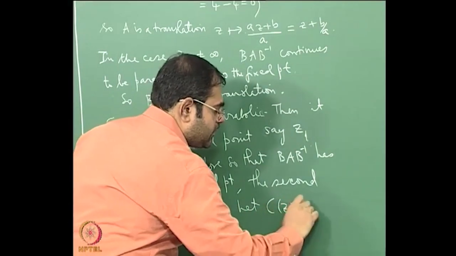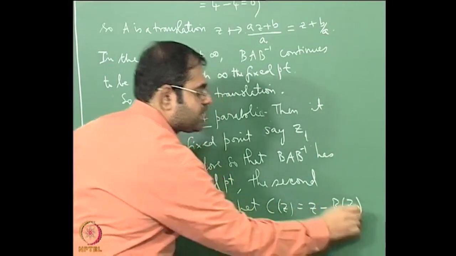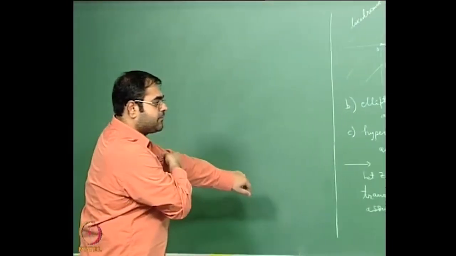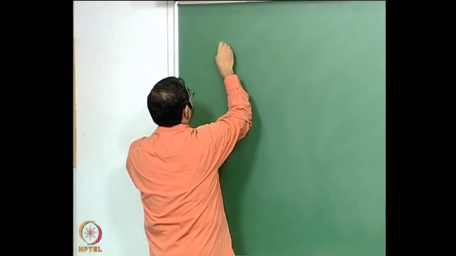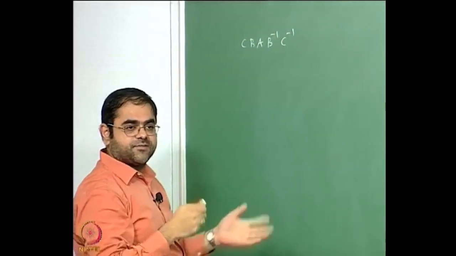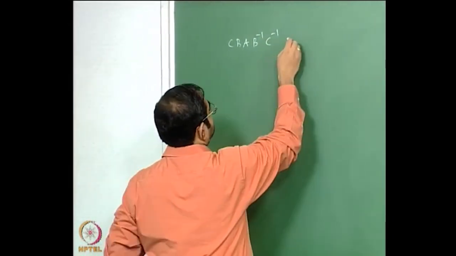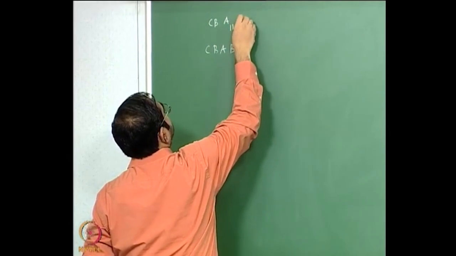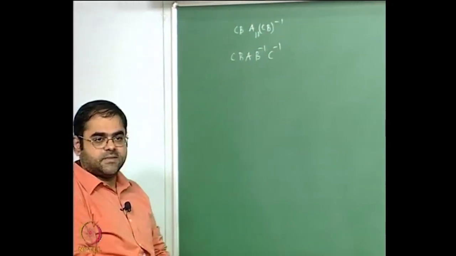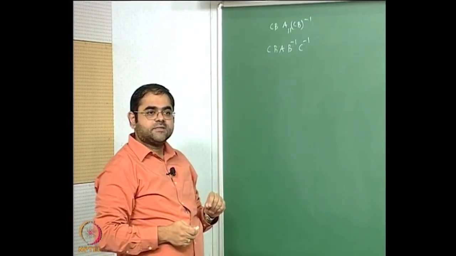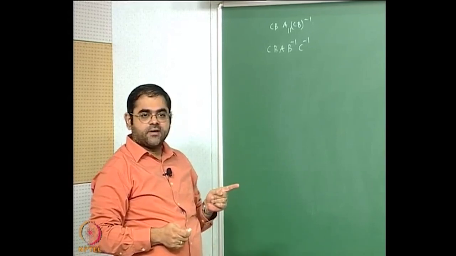Let C of z be just z minus B of z1. Okay, z minus B of z1. So this is translation by minus B of z1. So what happens is if I take C B A B inverse C inverse, okay, if I take this Moebius transformation, which is incidentally also the same as C B A (C B) inverse, if you want, these are the same. (C B) inverse is B inverse C inverse, right? If I take this Moebius transformation, then you will see its two fixed points are going to be 0 and infinity.